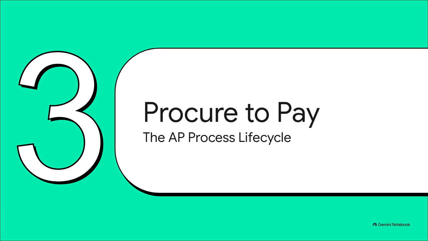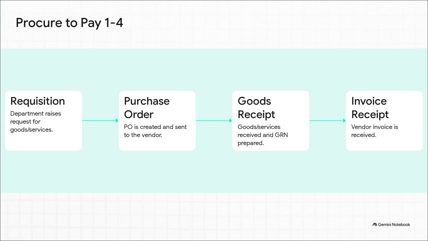4. Accounts payable process. Example, also known as procure-to-pay. It starts simply enough. Step 1. Purchase requisition. This is where a department raises a request for goods or services. Step 2. Purchase order, or PO. The PO is created and sent to the vendor. Step 3. Goods receipt, or GRN. The goods or services are received and the GRN is prepared. Step 4. Invoice receipt. The vendor invoice is received.